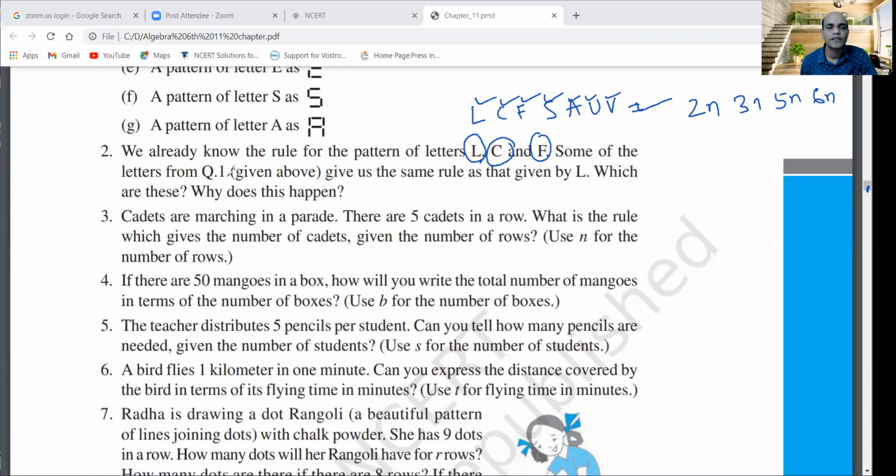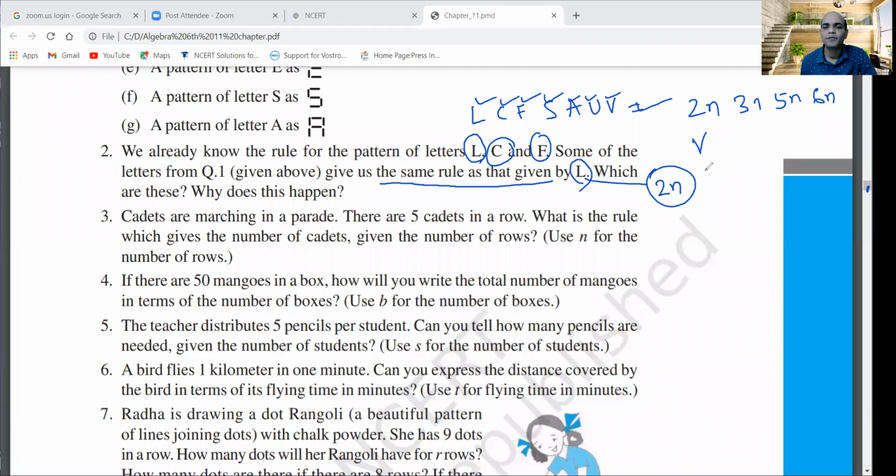Some of the letters for question number 1, Q1 means question number 1 given above, upper जो दिया है, give us the same rule that of L. मतलब same rule. Same rule का मतलब क्या है? L के लिए कितना चाहिए हमें? How much we require for L? 2. The common rule was 2L, isn't it? But you see, for V also it is same. The common rule is 2L, isn't it?